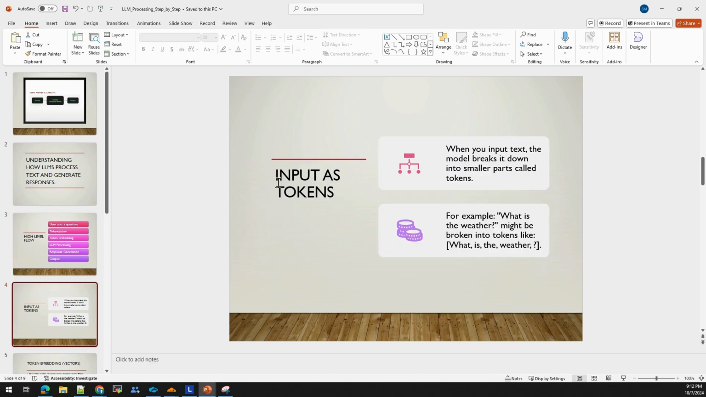First step is tokenization. Imagine you are giving an LLM a sentence like, what is the weather today? The first thing it does is chop it up into smaller pieces called tokens. Think of it like slicing a pizza into individual slices. Each token represents a word or a part of a word. For example, in our question, what is the weather might be broken into tokens like: what, is, the, weather.